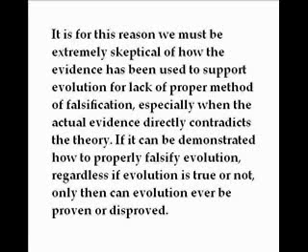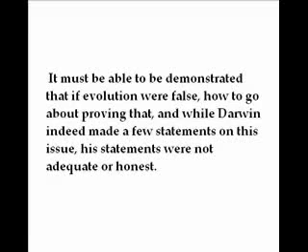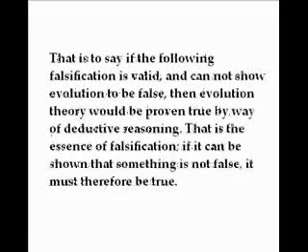If it can be demonstrated how to properly falsify evolution, regardless if evolution is true or not, only then can evolution ever be proven or disproved. It must be able to be demonstrated that if evolution were false, how to go about proving that, and while Darwin indeed made a few statements on this issue, his statements were not adequate or honest. That is to say, if the following falsification is valid and cannot show evolution to be false, then evolution theory would be proven true by way of deductive reasoning.